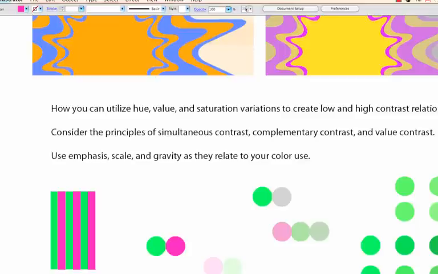Okay, I think that's the second part of this video over, and I will do a third part that looks at emphasis, scale and gravity.